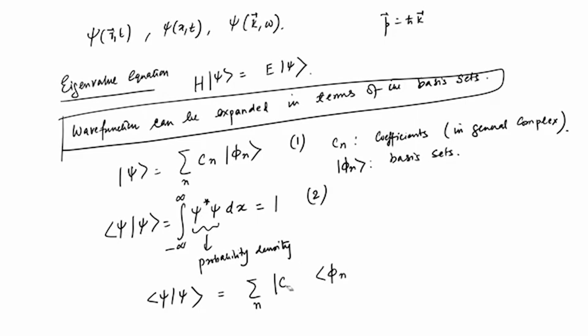Okay, let me write it a little more explicitly. When I take the inner product of two vectors, and each of the vectors can be decomposed as C n phi n, I should write it with two indices: C m star C n, and a bra phi m and a ket phi n. And each of these vectors is orthogonal to the others, and they form a complete set.